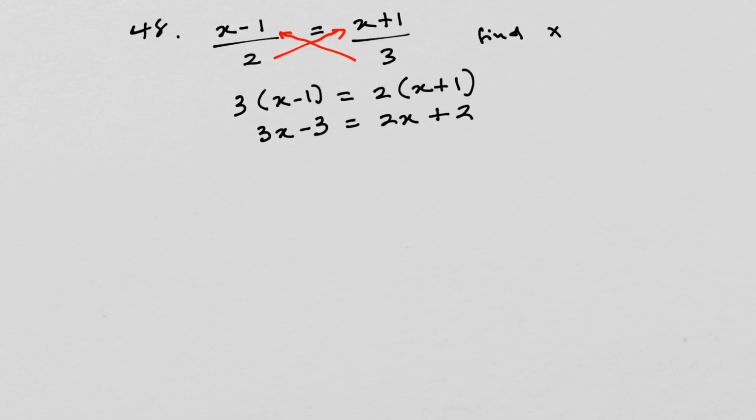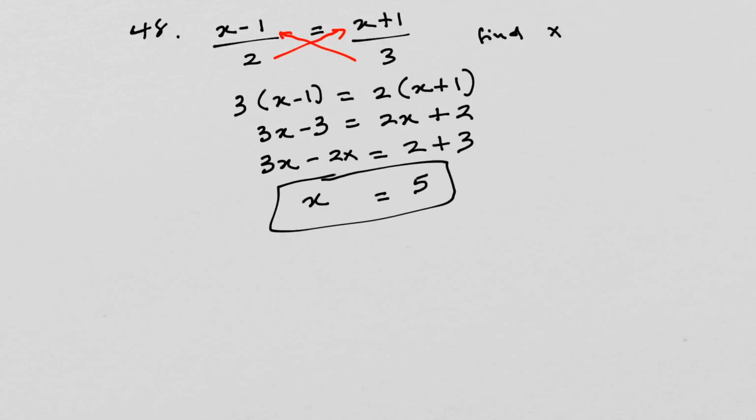Next, we will group like terms. We will have 3x minus 2x equals 2 plus 3. 3x minus 2x is x. 3 plus 2 is 5. So we have our final answer to be x equals 5.